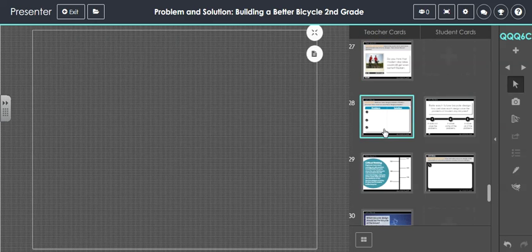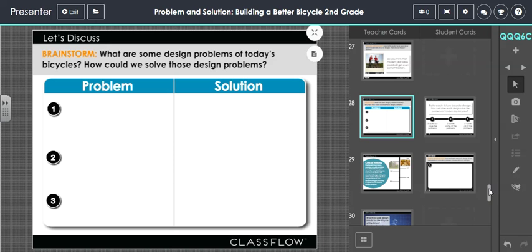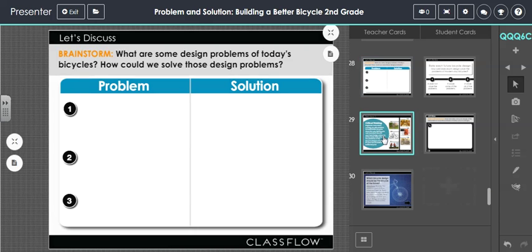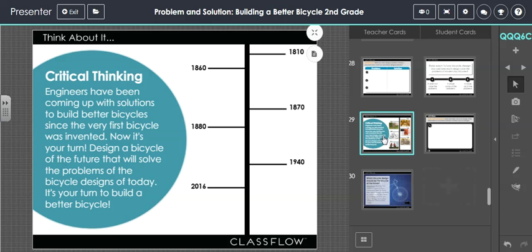The next card, we start getting to the end here. So we're just going to discuss what are some design problems of today's bicycles and how could we solve those problems. So, you know, the students could be answering while the teacher is writing the dictated answers on the board here. Then we're going to go to the next card, critical thinking.